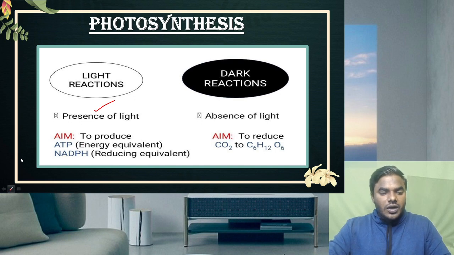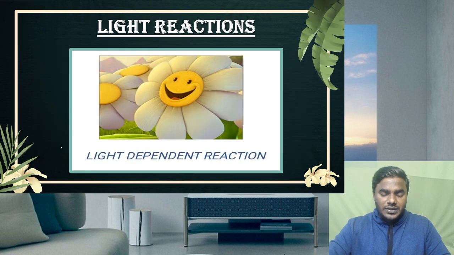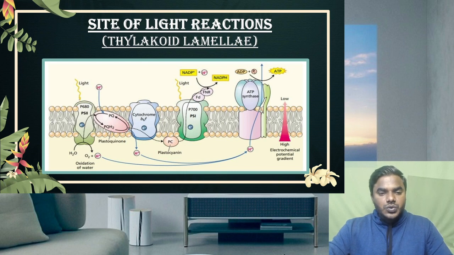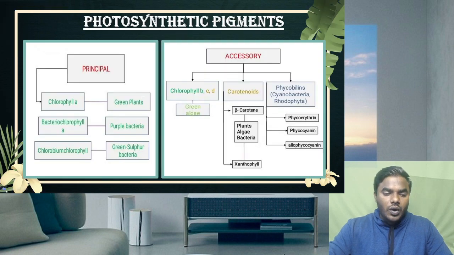What is the ultimate goal of light reactions? Production of ATP and production of NADPH. Later we understood where the light reactions take place. Where do the light reactions take place? The thylakoid lamellae or the thylakoid membrane. And friends, why do the light reactions take place only on the thylakoid membrane? As we discussed, all the photosystems, the ATP synthase enzyme complex, and all the electron carriers are present on the thylakoid lamellae or the membrane. That's why light reactions take place on the thylakoid lamellae only.